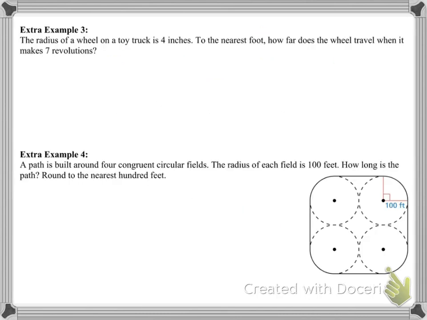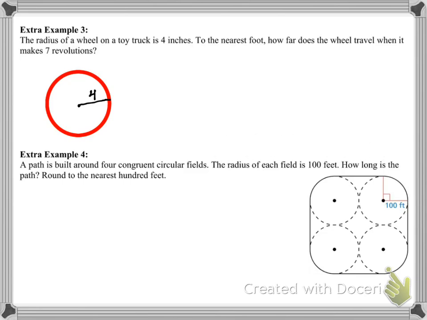Okay. All right, so now I have a couple extra examples here. Okay, so here for extra example 3, we have the radius of the wheel on a toy truck is 4 inches. Okay, so I'm just going to go ahead and draw a circle. We know the radius of this from center to outside here is 4. Okay, to the nearest foot, how far does the wheel travel when it makes 7 revolutions? So this thing's going to go around 7 times. How far is it going to go in 7 times?